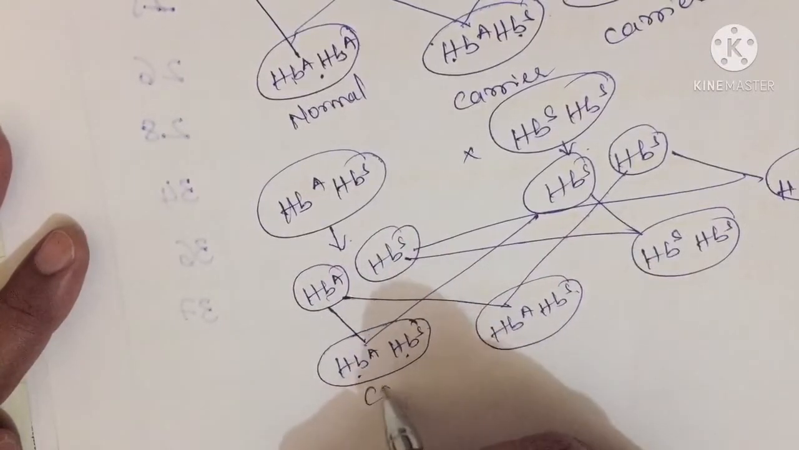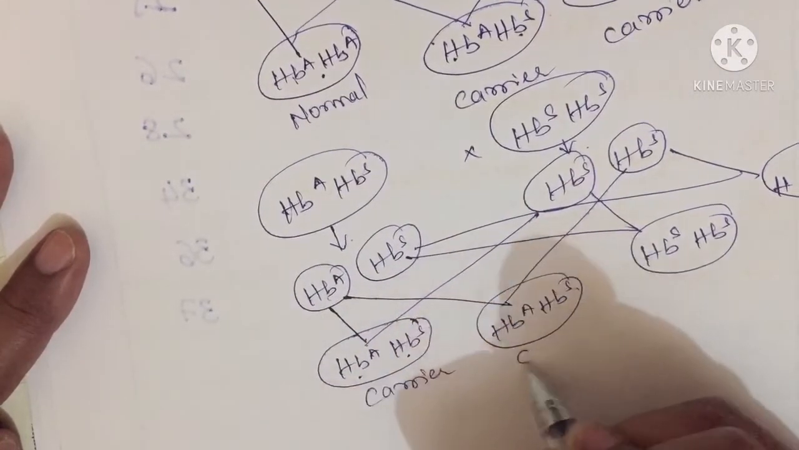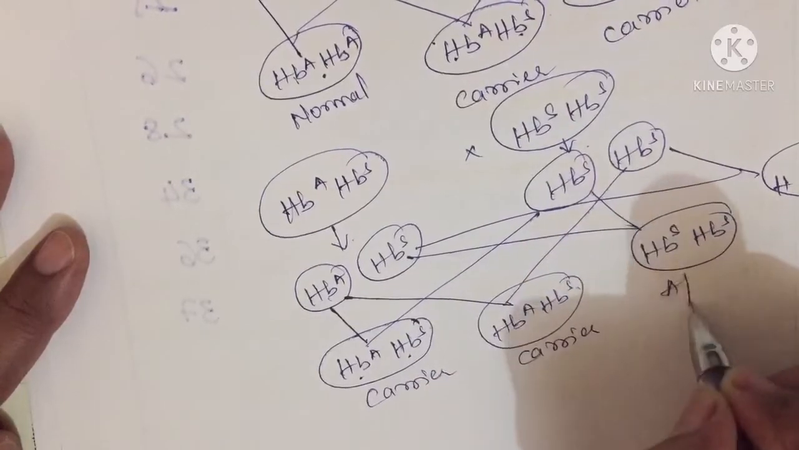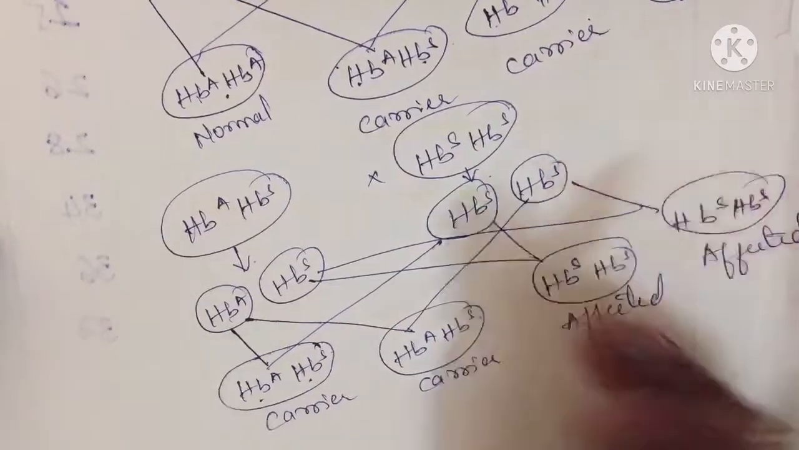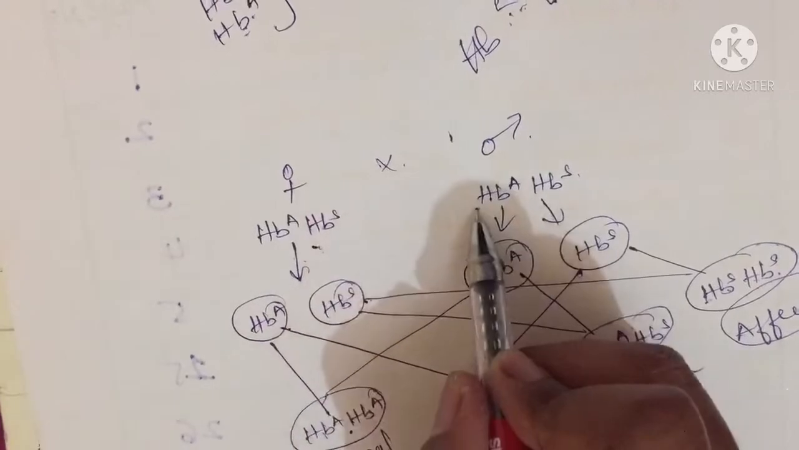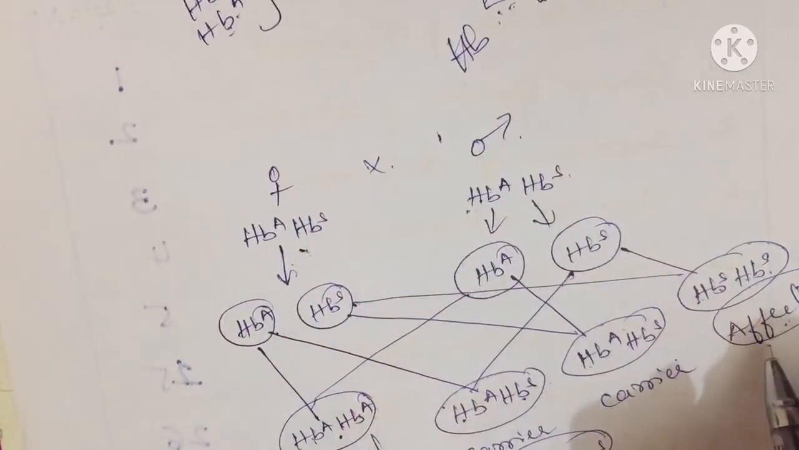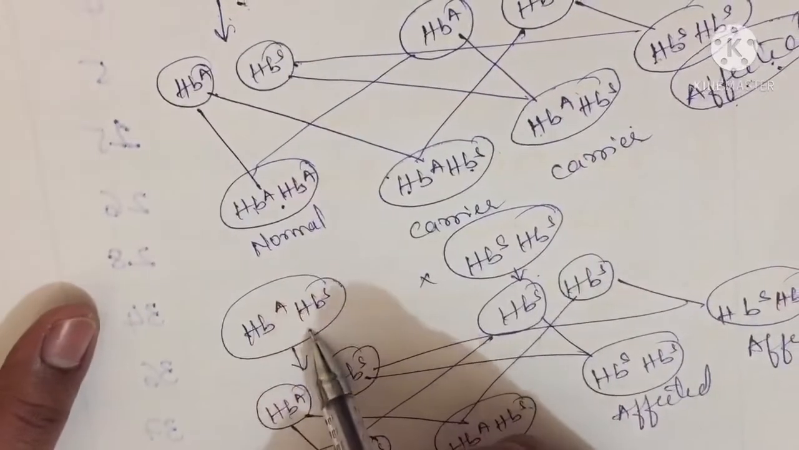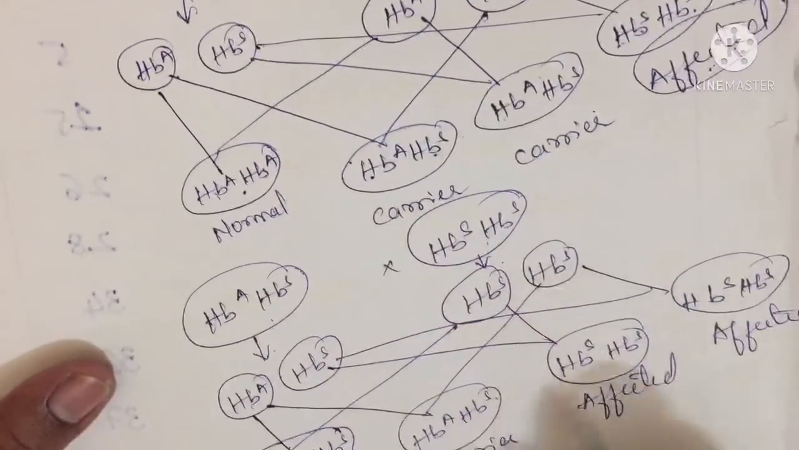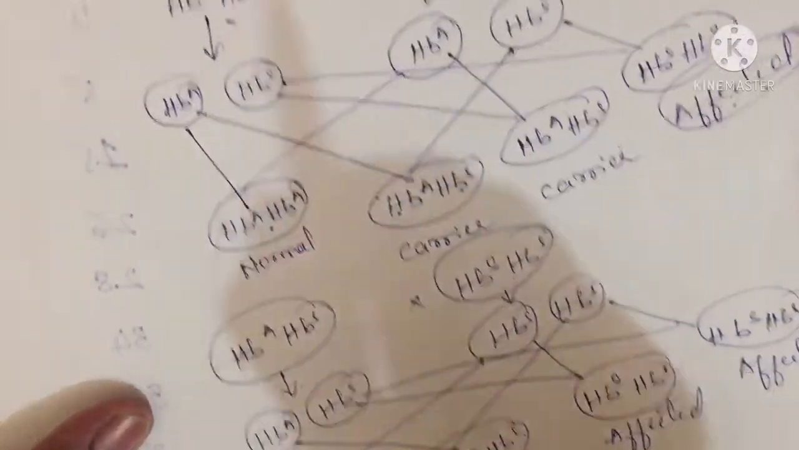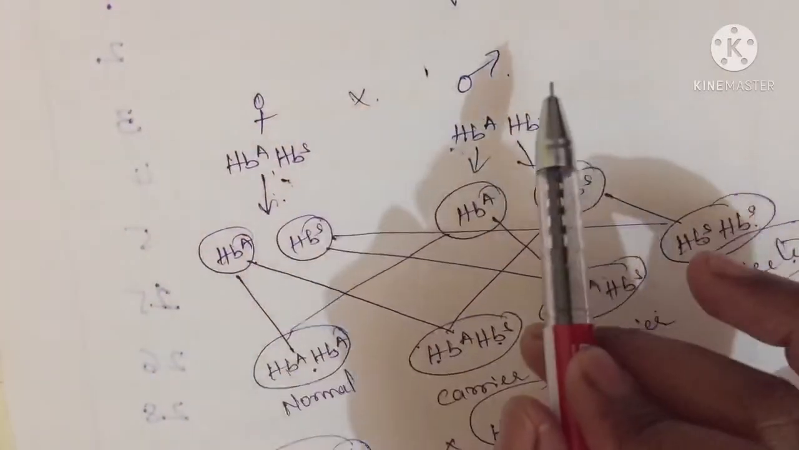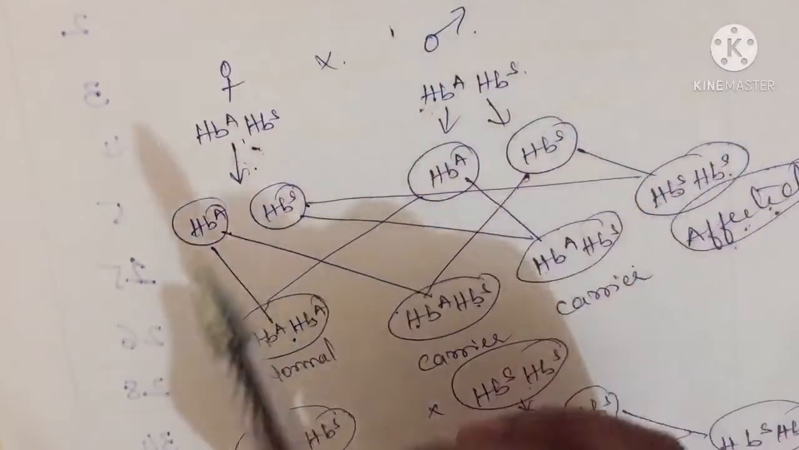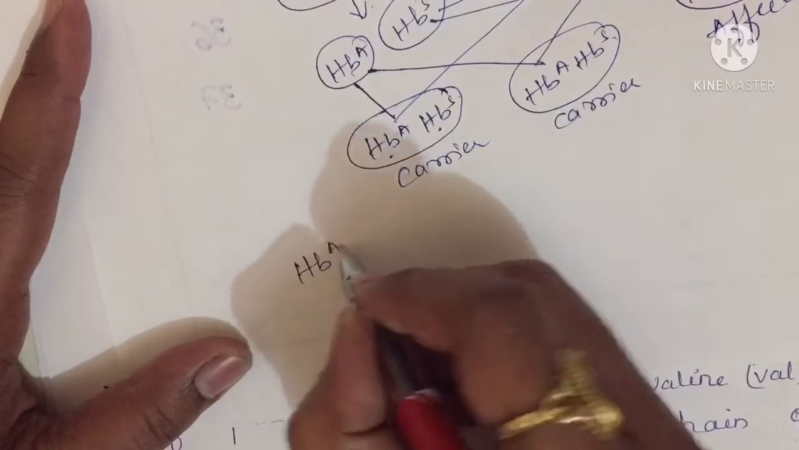Now this one, what will we say? This one is carrier, this one is carrier, this one is affected, and the next one is also affected. Okay, what we said, when both the partners are heterozygous, then we'll get an affected individual, then an offspring can be affected by it. If one partner is carrier, another partner is affected, then also we can get an affected individual. At least both the parents should be carrier, both the parents should be heterozygous. If they are affected, then definitely we will get it.